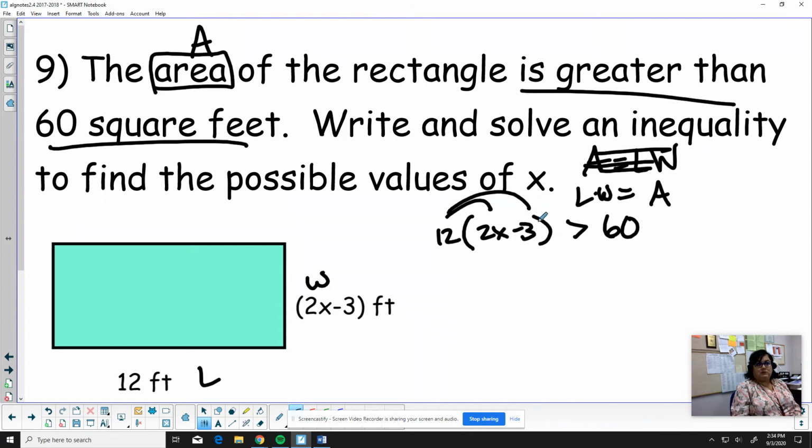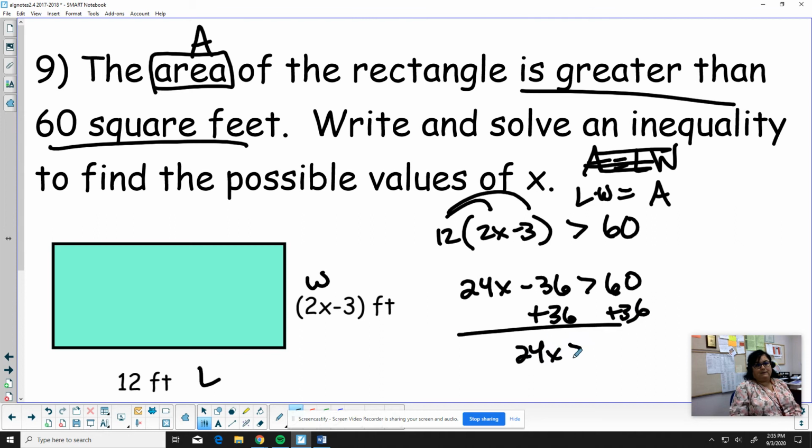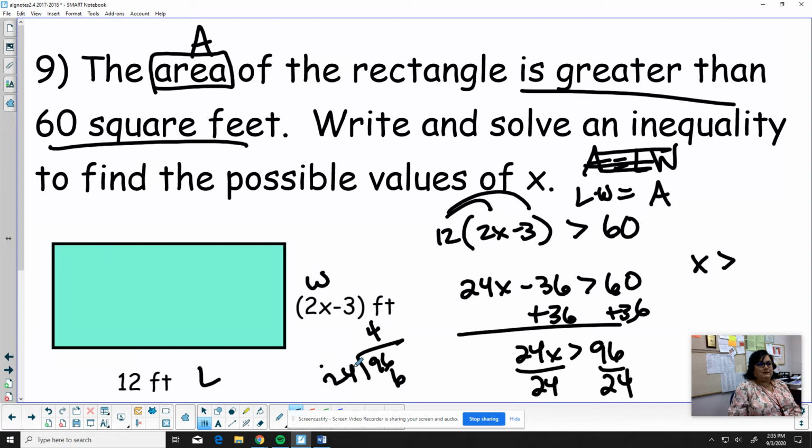So I'm just going to distribute, use the distributive property. So 24x minus 36. I'm adding 36 to both sides. And then I'm dividing by 24. So x is greater than 96 divided by 24. Is it 3? I think it's 4. 16 carry. Yeah, it's 4. So x is greater than 4.